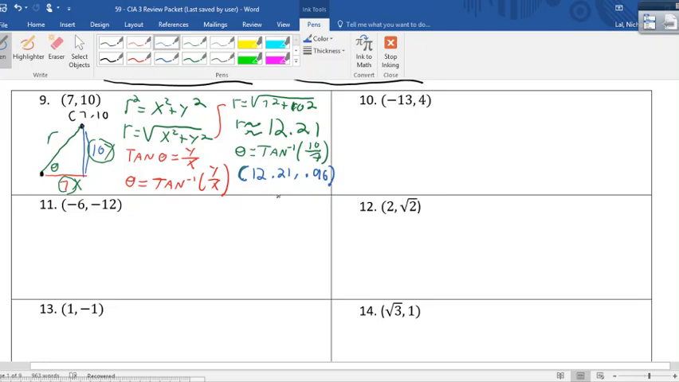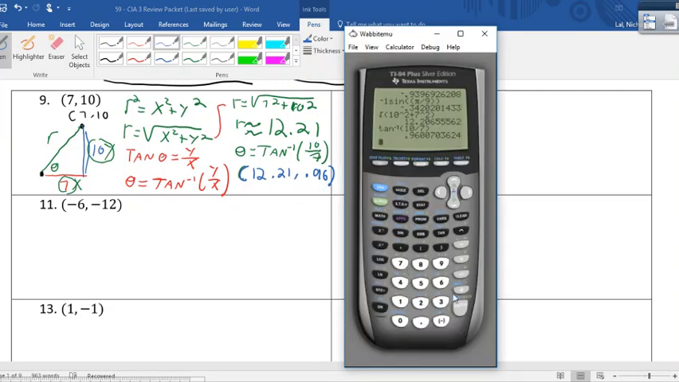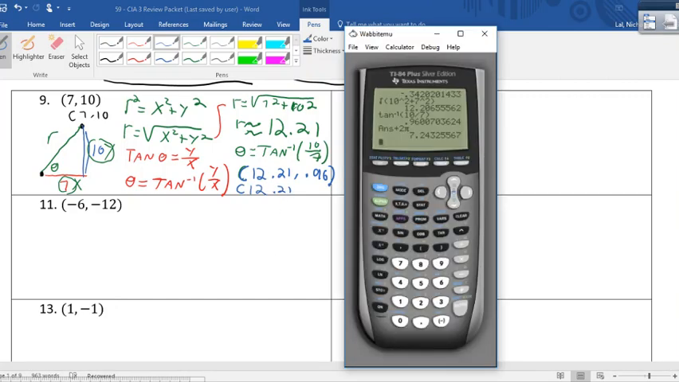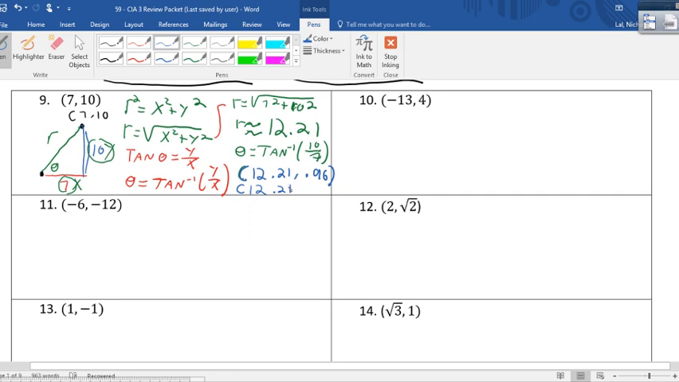One way to find a second polar coordinate is just to add 2 pi to our radian value. So we can do 0.96 plus 2 pi. That's going to be 7.24. So an equivalent polar coordinate could be 12.21 and 7.24 radians. So these are our polar coordinates right here.